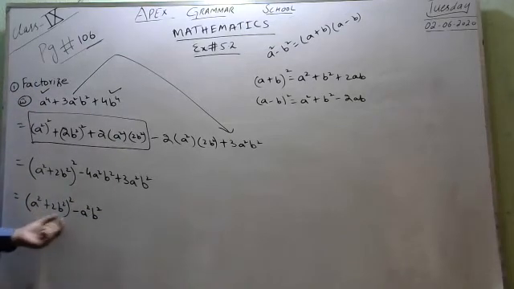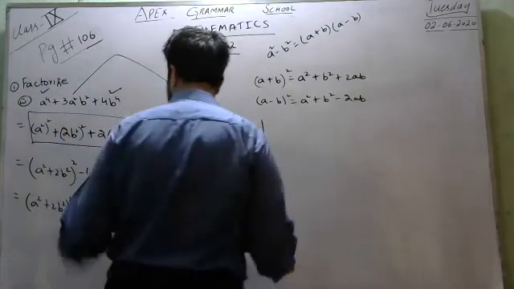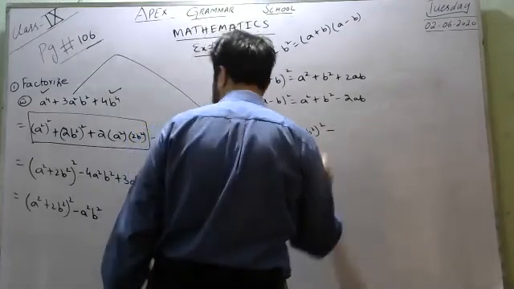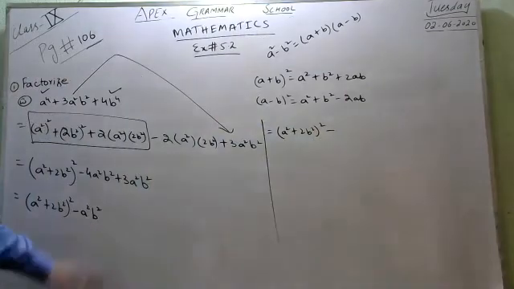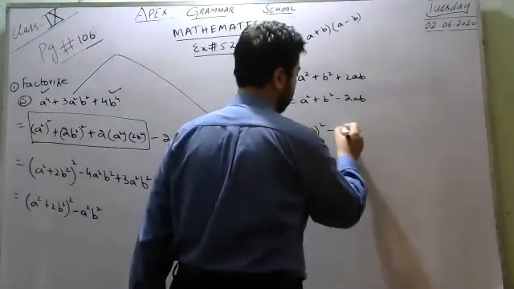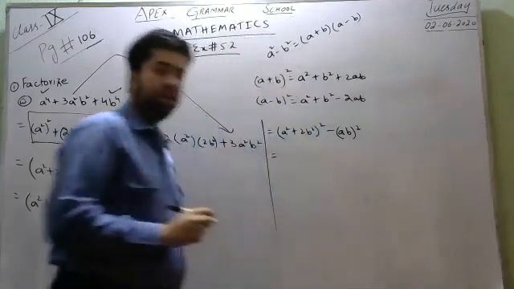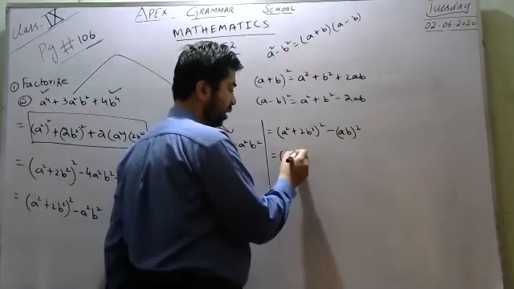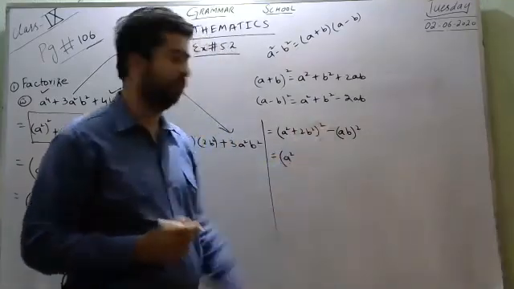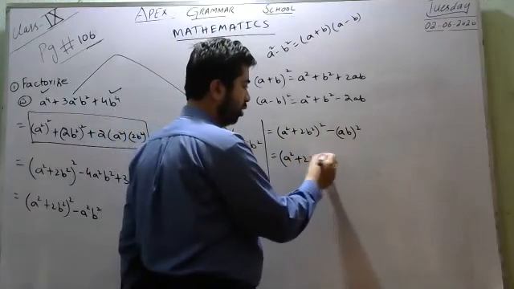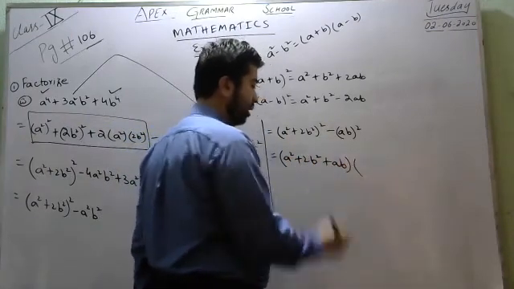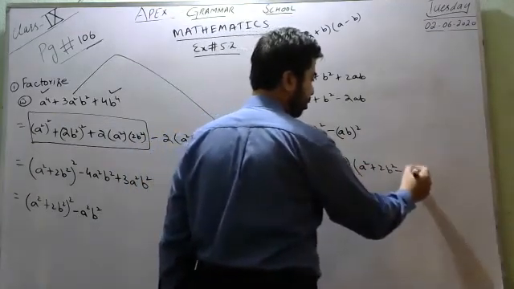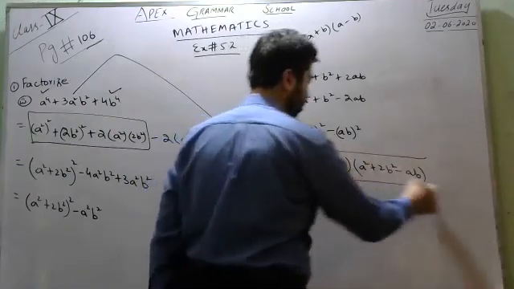Now this will become an a² − b² type condition. You can write it as (a² + 2b²)² − a²b², and a²b² you can write as (ab)². Now this is of the type a² − b², so you can write it in the form (a + b)(a − b): (a² + 2b² + ab) and then (a² + 2b² − ab). And that's it.